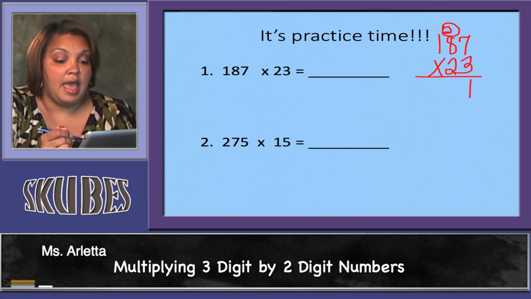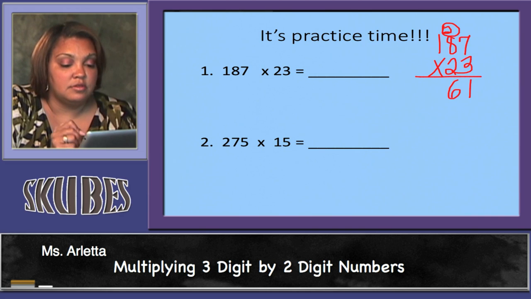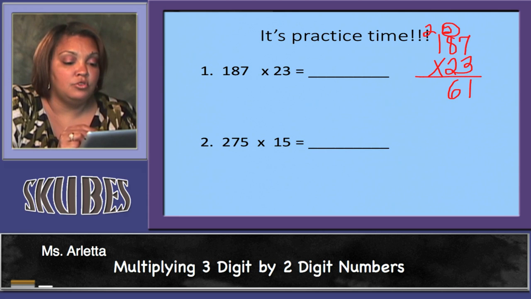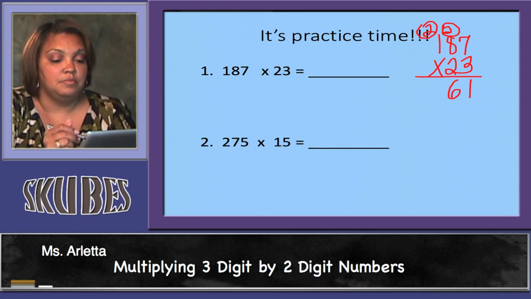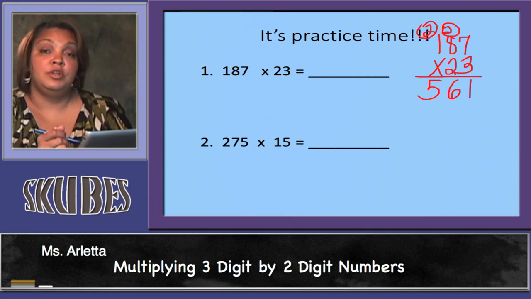3 times 8 is 24, plus the 2 I carried gives me 26. So I write down the 6 and carry my 2 in 26. 3 times 1 is 3, plus that 2 makes 5. What do we do next?